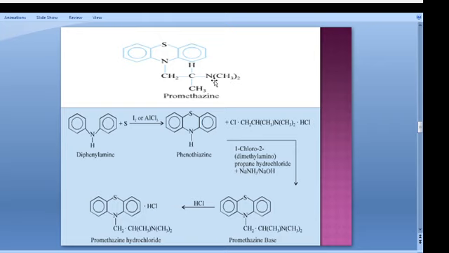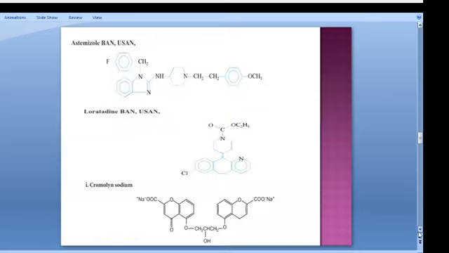Then it is treated with hydrochloric acid and we get promethazine hydrochloride. As I told you, apart from antihistaminic and antiemetic activity, it is a tranquilizer and is also used as an antipsychotic drug. The famous trade name of promethazine hydrochloride is Phenergan.